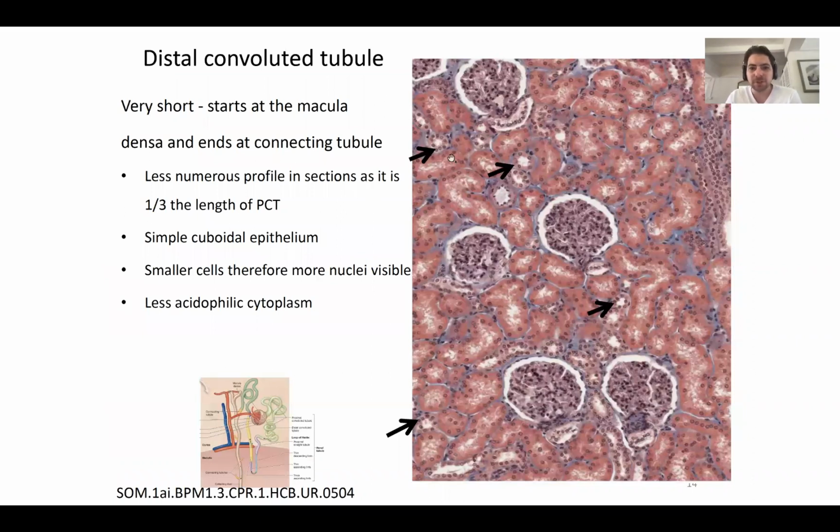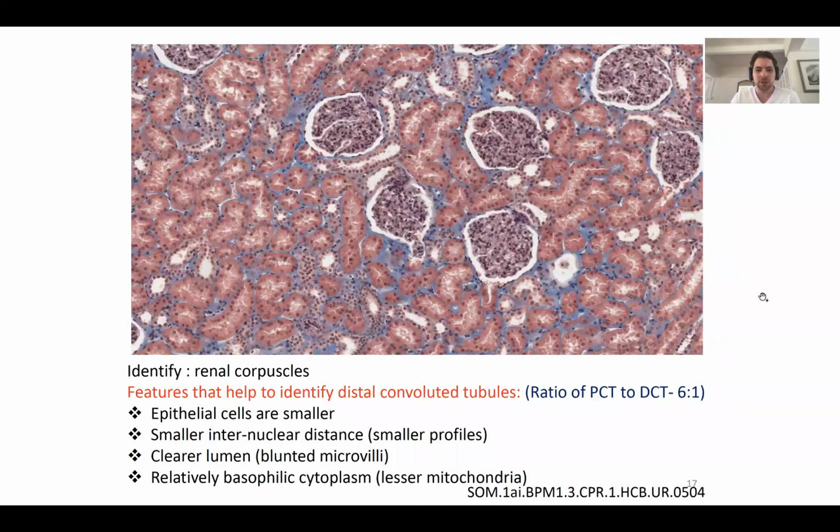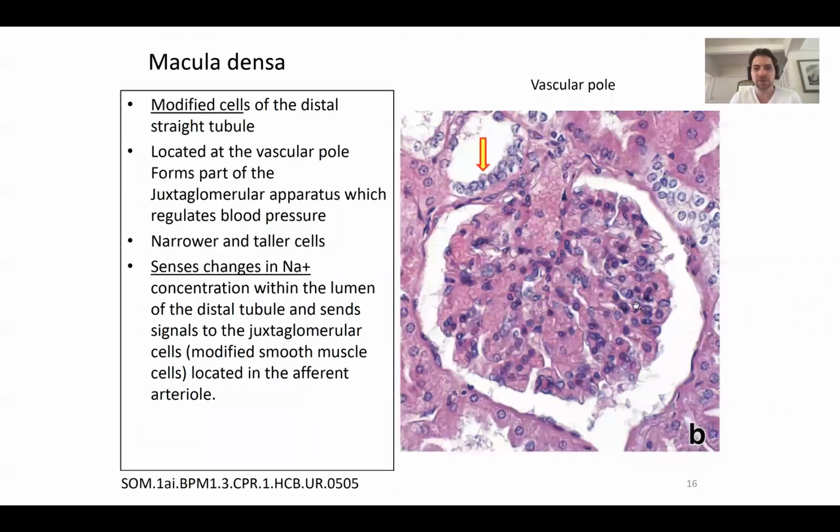Now, distal convoluted tubule, I have some closer up views, but if you look here, you can see there's a lot more nuclei. They're right next to each other. So that's how you're going to differentiate the proximal versus the distal convoluted tubules. You can see there's a lot more there, and they're a little bit more eosinophilic, but I think I have a better image coming up. But yeah, they're a little bit smaller. Remember, they're less abundant than the proximal convoluted tubules, and they have more nuclei.